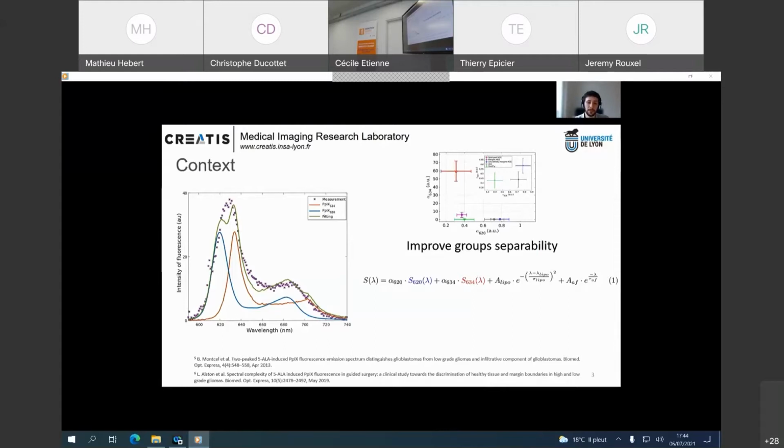And the measurement is made at 405 nanometers, which is the gold standard for PpIX fluorescence. However, other endogenous fluorophores could play an important role in the fluorescence emission spectrum in the 600 nanometers region. To take this into consideration, the literature proposed models including different fluorophores such as lipofuscin, NADH, autofluorescence, and so on.